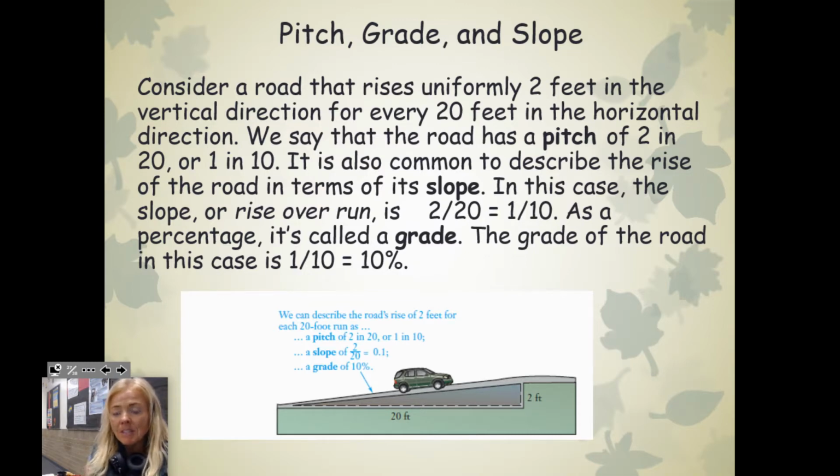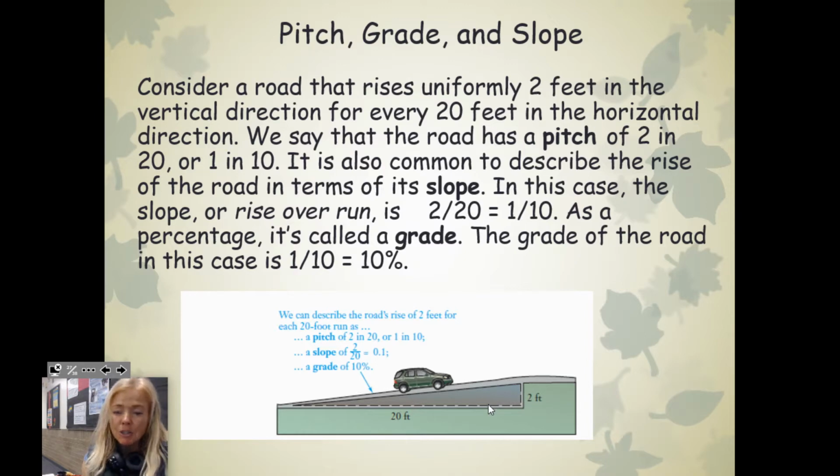Consider a road that rises uniformly 2 feet in the vertical direction. You're going to notice the 2 feet's right there, if you're looking at the little arrow, for every 20 feet in the horizontal direction. So as we move 20 feet, the road moves up 2 feet. If that's the case, then we say that road has a pitch of 2 in 20.